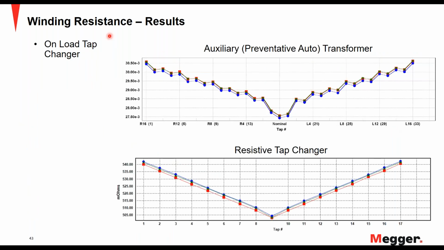The next slide discusses on-load tap changer results. In that, the top one is representative of an on-load tap changer which has an auxiliary transformer known as the preventative auto transformer, which has a smoother transition between taps and through the nominal. The trace you see at the bottom is a resistive type tap changer with a reversing switch, which will have a more steep and a V-style curve in resistance measurements.